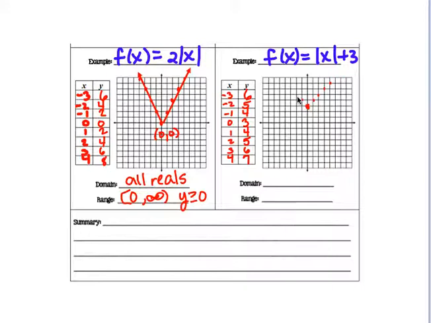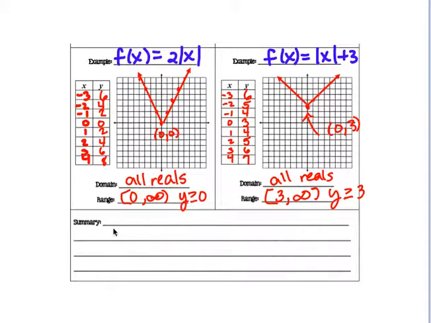So you get a few points and connect the dots. And again, the domain for this one is all reals. But the range for this one, notice that this point here is (0, 3). So the y values don't start till 3. So the range would be 3 to positive infinity, or you could write y is greater than or equal to 3.